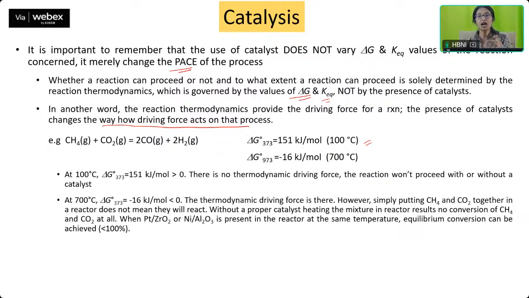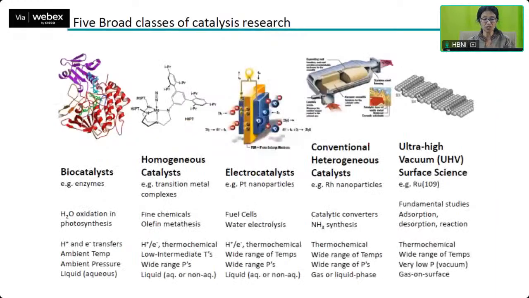But if you simply put methane and carbon dioxide together in a reactor, it doesn't mean that it is going to react. Without a proper catalyst, heating the mixture in the reactor results in no conversion of methane and carbon dioxide at all. When you have a catalyst like platinum on zirconia or nickel on alumina present in the reactor at the same temperature, equilibrium conversion can be achieved, which is of course less than 100%. So please understand that a catalyst will not vary delta G and K equilibrium values, but it will merely change the pace of the reaction.